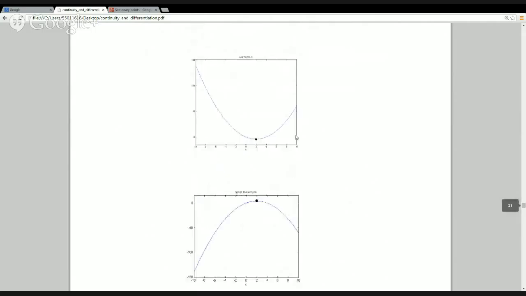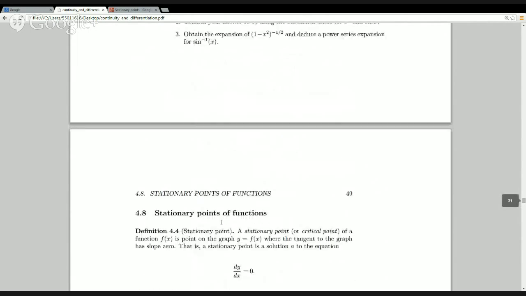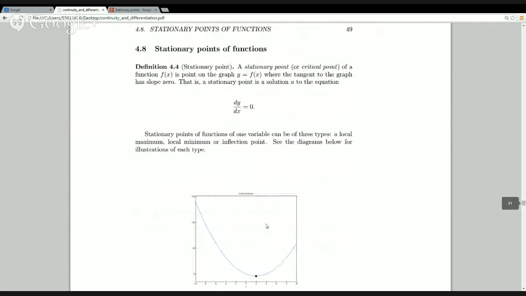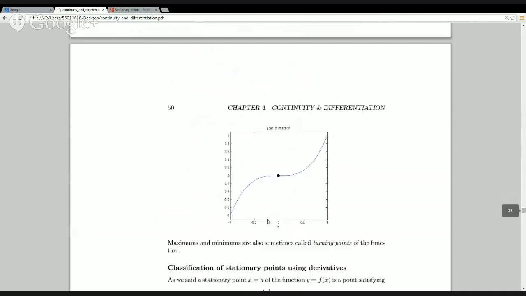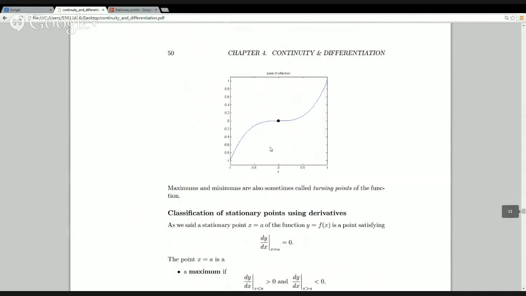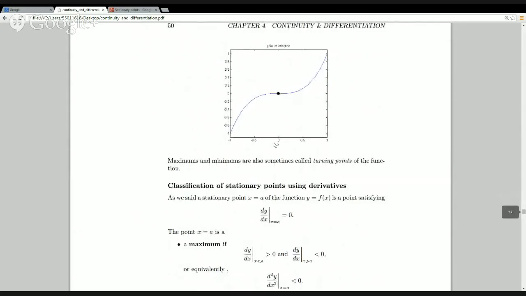So we have these three different types of stationary point. They all have the property that the derivative is 0 at these points: the local minimum, the local maximum, and the point of inflection. So we'd like to be able to describe the difference between the three types, and be able to say when a point is of one type or another.